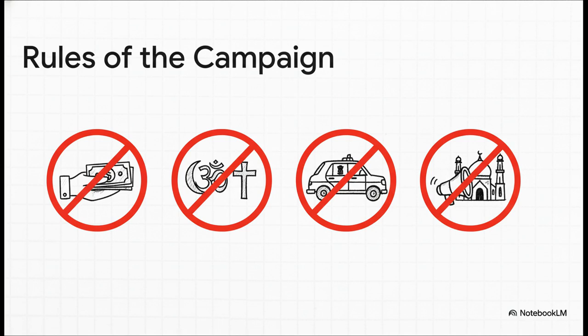Well, for example, no party or candidate can bribe or threaten voters. They cannot ask for votes in the name of caste or religion. And, very importantly, the party which is currently in power cannot use government resources, like official cars or aircraft, for its campaign. All these rules help create a level playing field for everyone.